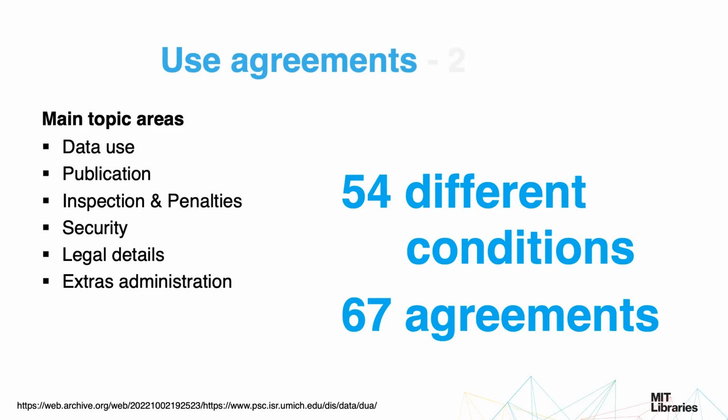A lot of times you'll see data use agreements also in that space for very secure data or data that must be highly restricted. So you will see elements of inspection and penalties associated with that if those requirements aren't met, along with legal details and other extras of administration. So for this use case, I went to the PSC, the Population and Social Data Center at University of Michigan, that has a catalog of data use agreements where they go through and say, for these 67 agreements, these are the 54 different conditions that are covered by these use agreements.